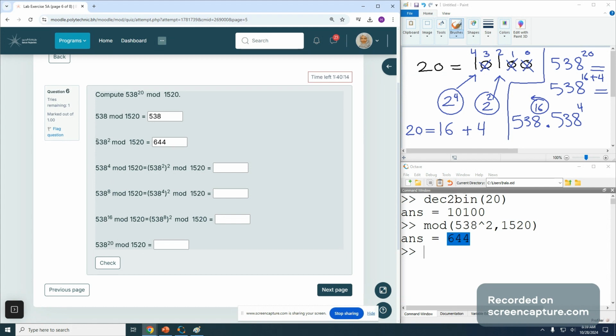Okay, so now I took this and I squared it. And we said whenever we start doing this, the way to get the answer is just to take the previous number, square it mod. So that's what I am going to do. Now we have mod. I'll take the previous number, which is 644, square it mod. And the answer is this.